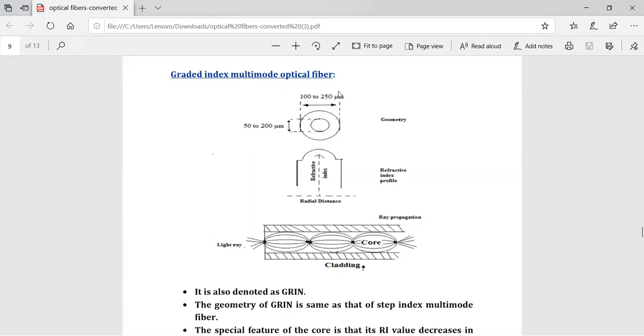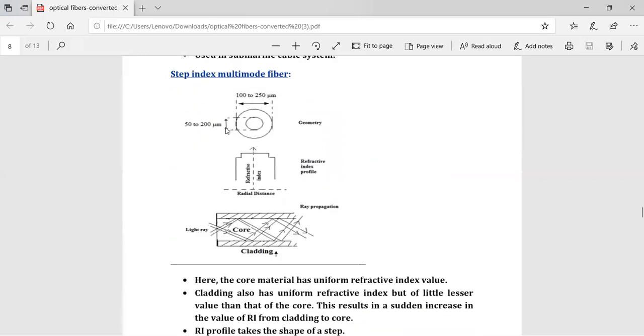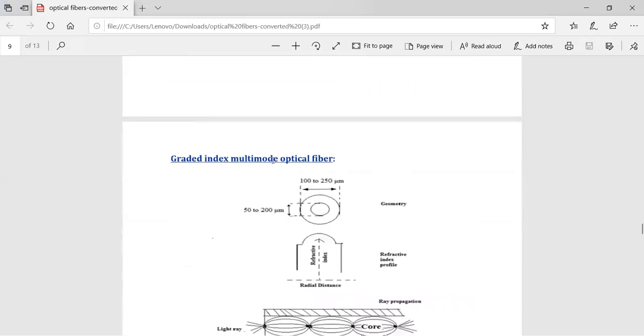Now you can see the geometry. Observe the geometry. This geometry is the same as your step index multimode fiber. There is no change in the geometry of the fiber. Only there is a change in the refractive index profile. Here the refractive index profile is step index, but here the refractive index profile is graded index.